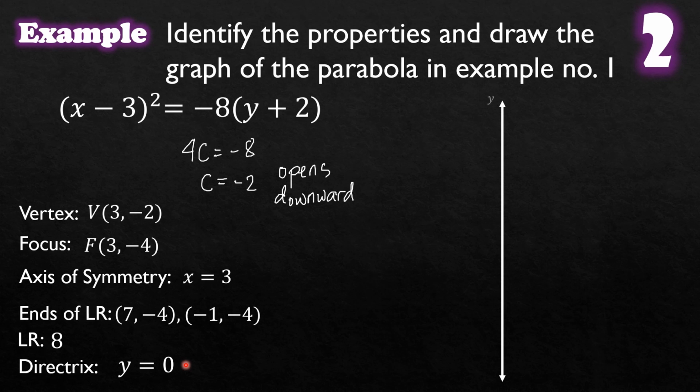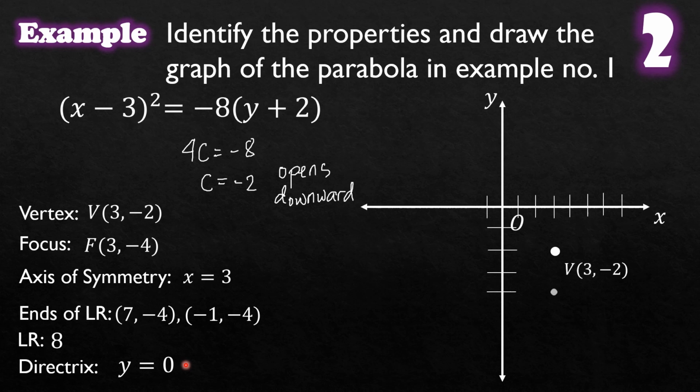Let us graph the parabola. The rectangular coordinate system. Vertex at (3, negative 2). The focus at (3, negative 4). The directrix.